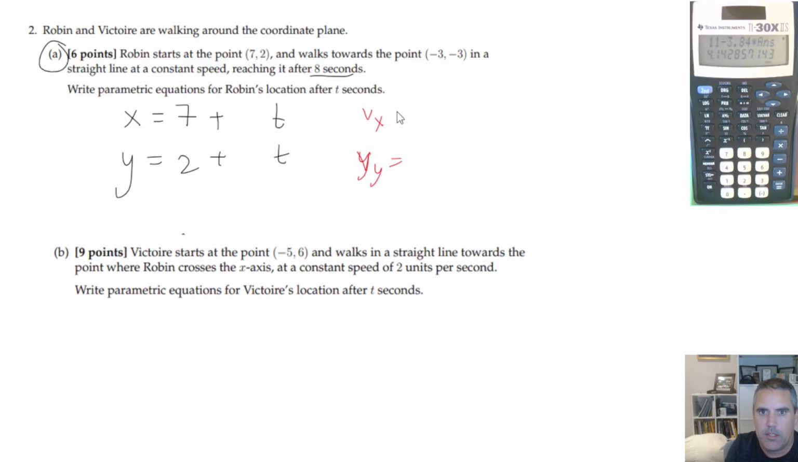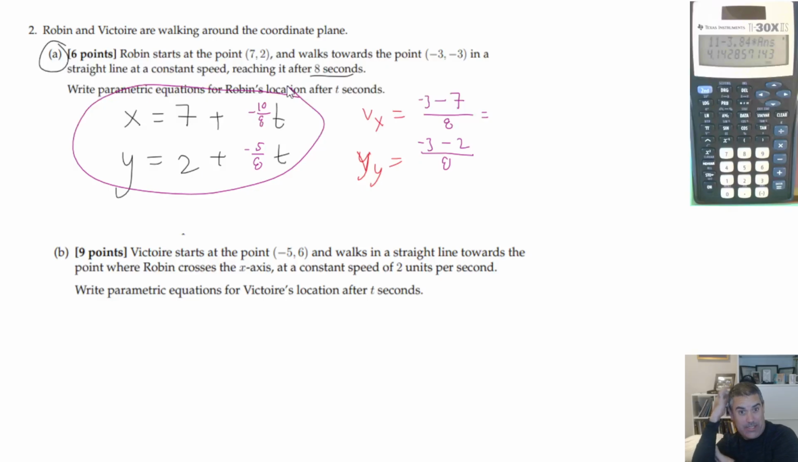Velocity in the y direction. Change in x. Change in y. Start, ending at -3 for x, ending at -3 for y, dividing by 8 seconds. This gives me -10/8. Oh, I should have simplified. -5/8. Done. It's that fast. Victory, I guess. I don't know how you say that.